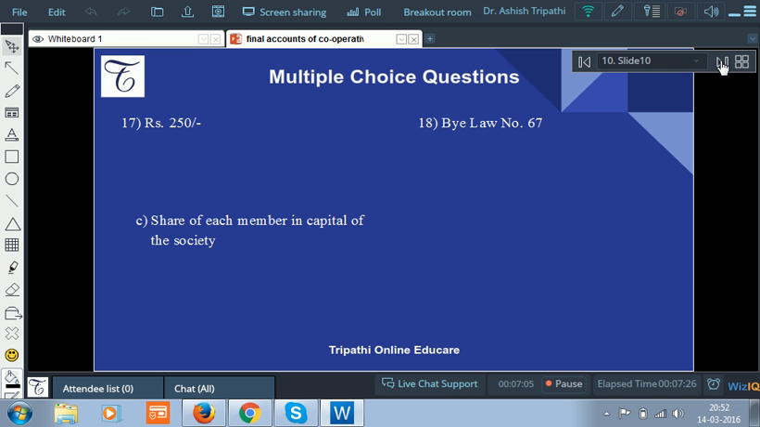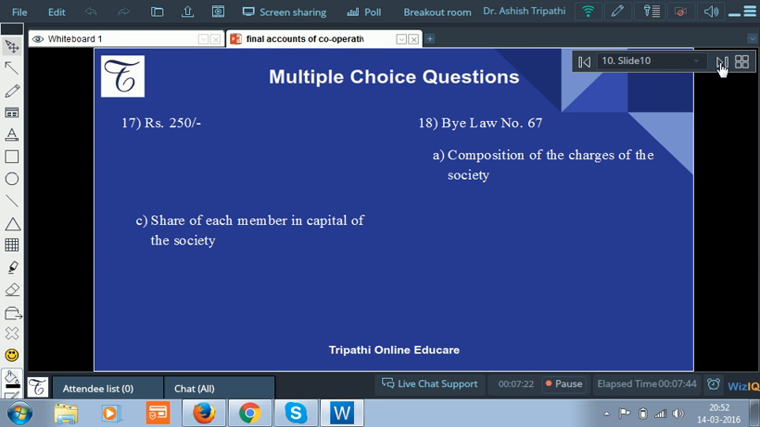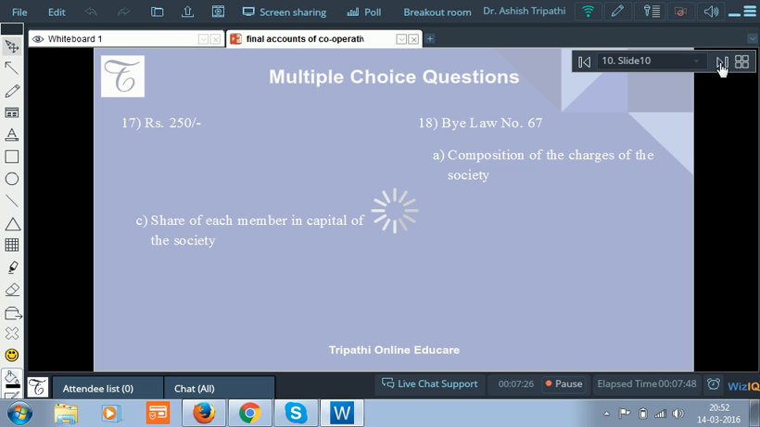18. Bylaw number 67. A, composition of the charges of the society. B, breakup of service charges of the society. C, sharing of the society charges by the members. D, parking charges. And the correct answer is A, composition of the charges of the society.